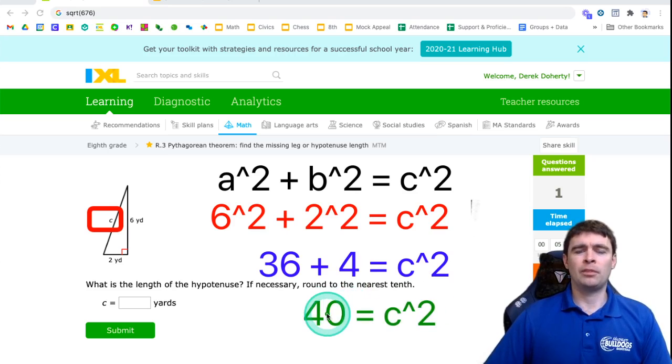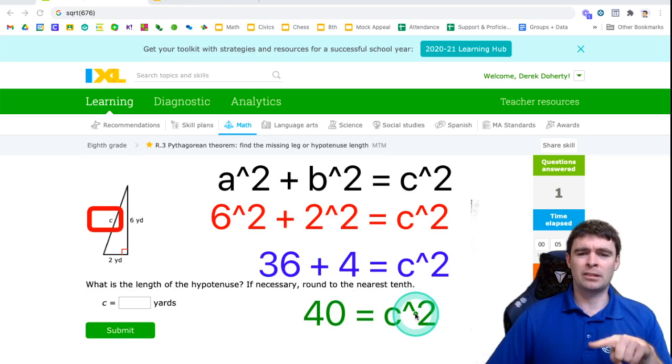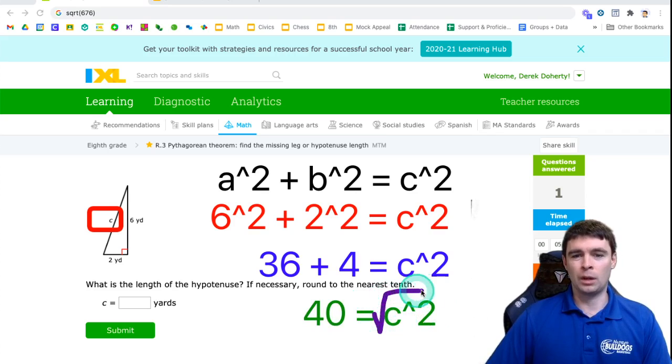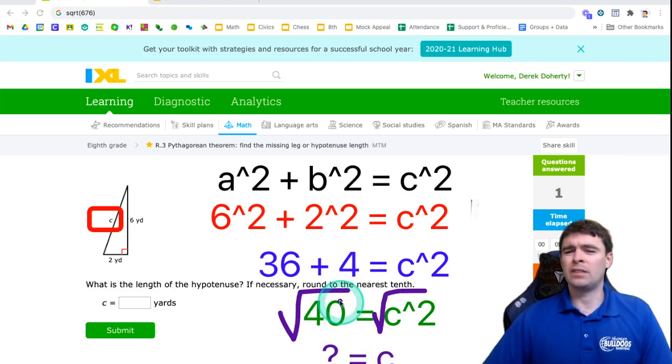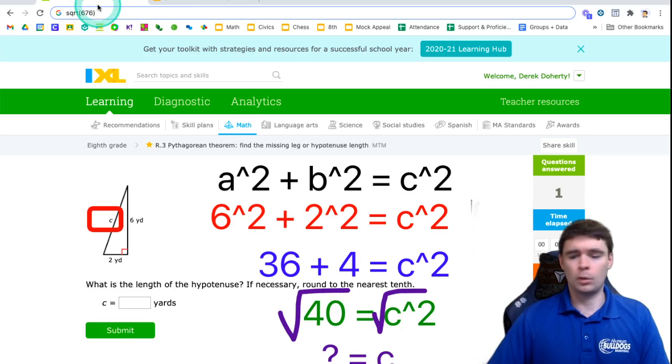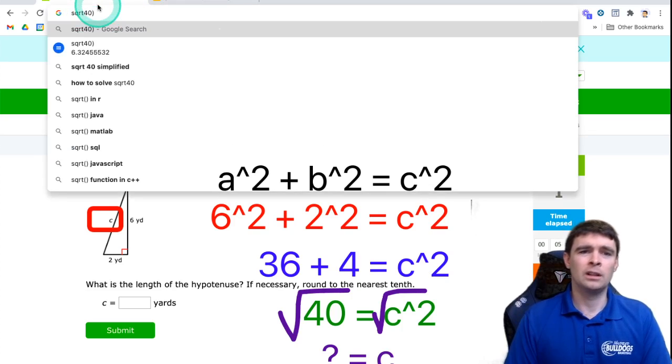As you should hopefully be familiar with by now, our last step of Pythagorean theorem, the way we cancel out the exponent of 2, is to take a square root. The square root of c squared will just be c. And I'm going to need to go to a calculator to figure out what number multiplied by itself gave us that 40. So I'm putting the square root of 40 up here right now onto my Google toolbar calculator.